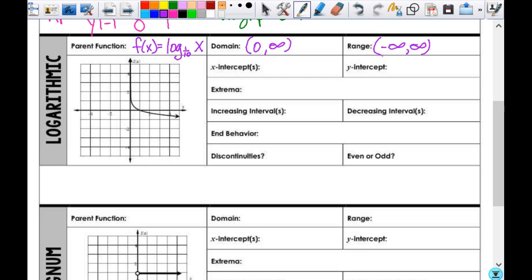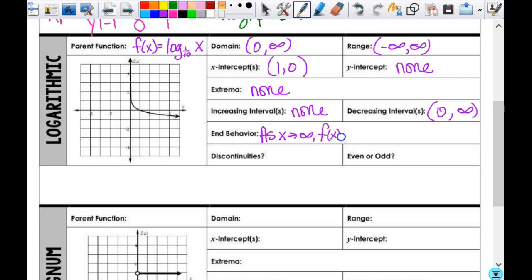Are there any x-intercepts? Yes, 1, 0. So it's the same. Regardless of the base, the parent log function goes through 1, 0, period, whether the base is a fraction or not. Y-intercept? None. It does not go through anything. Any extrema? Nope. Increasing anywhere? Nope. It's decreasing the whole time. So from 0 to infinity. Okay. In behavior, as x approaches infinity, f of x approaches what? Negative infinity.